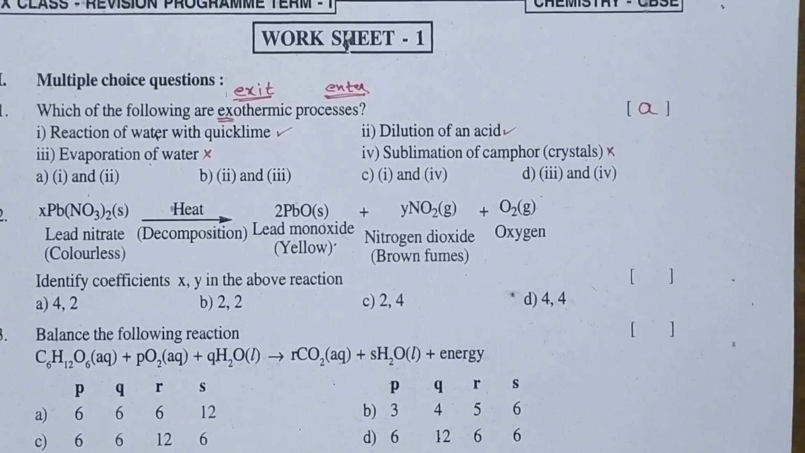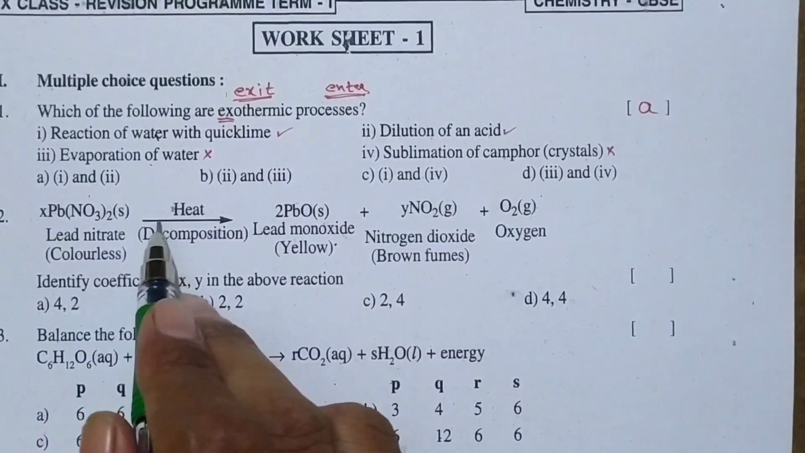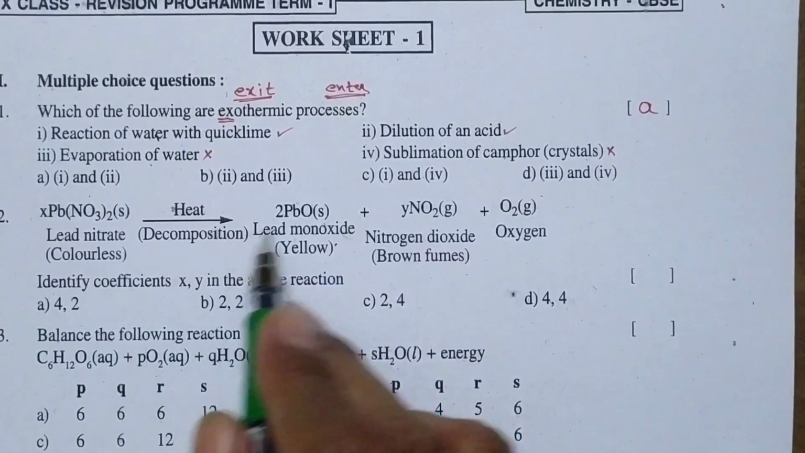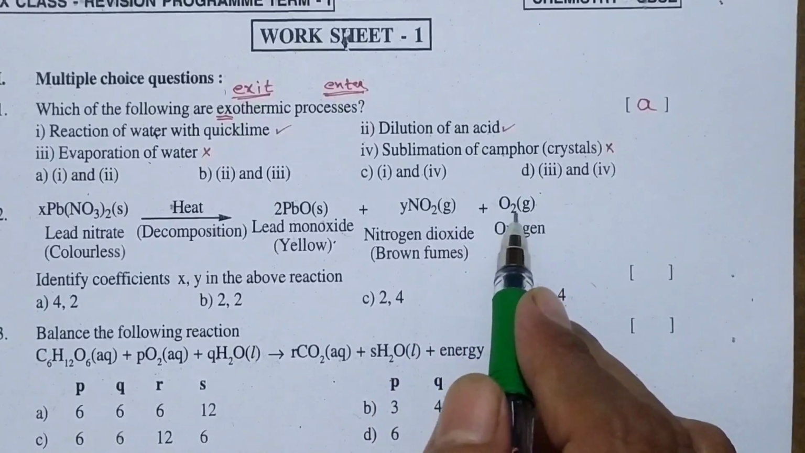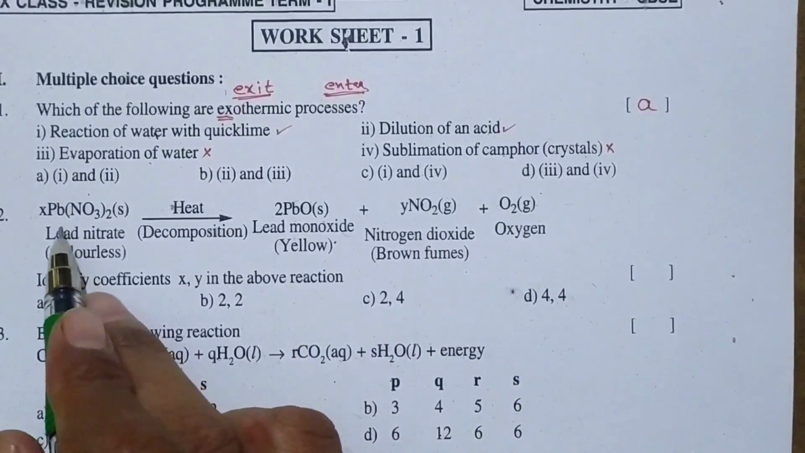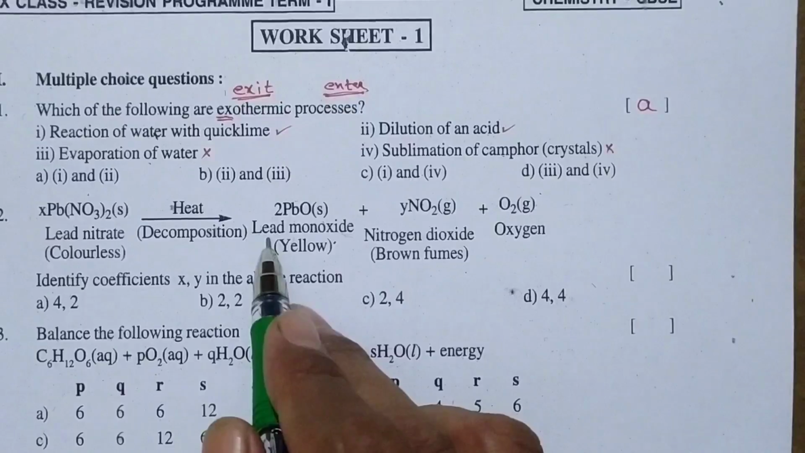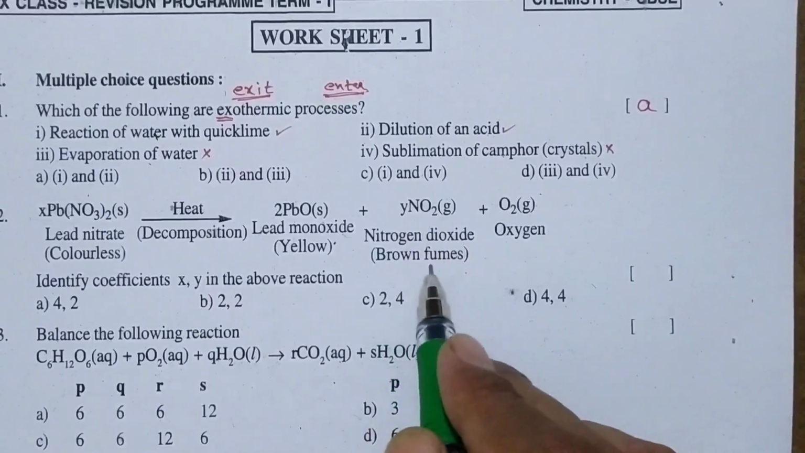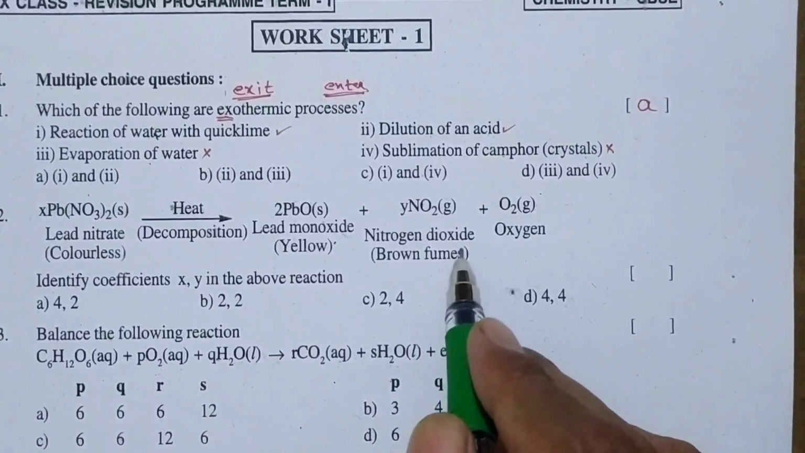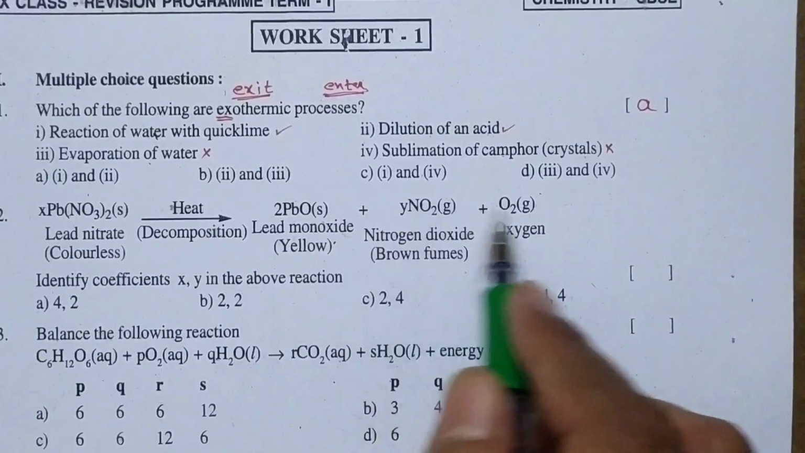Now we see question number 2. x times Pb(NO3)2, that is solid, on heating decomposes into 2 times PbO solid plus y times NO2 gas plus O2 gas. See, their names are given. Pb(NO3)2 is lead nitrate, it is colorless. PbO is lead monoxide, its color is yellow, and nitrogen dioxide is brown fumes.